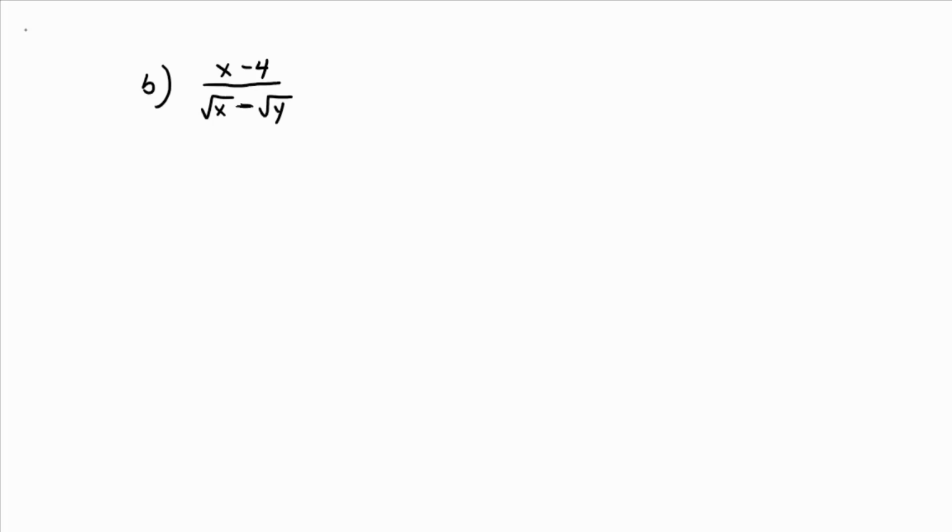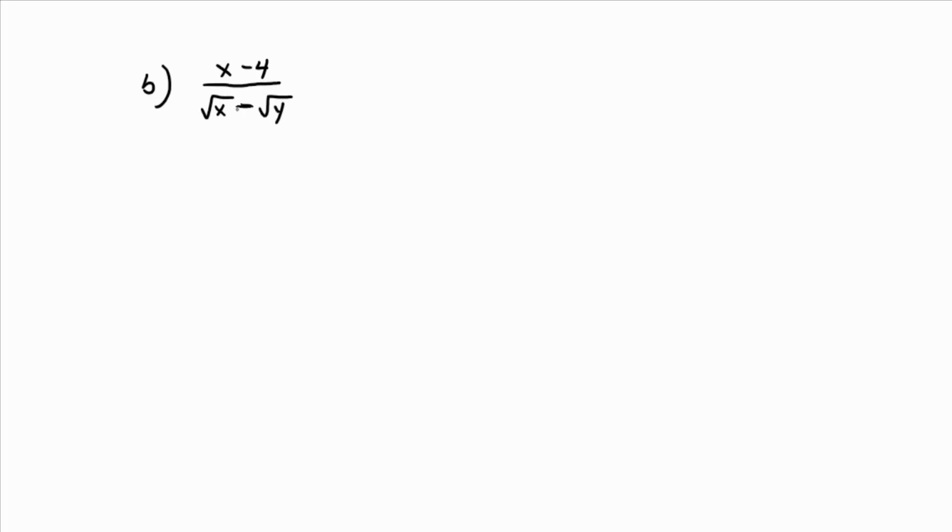So in part B, let's rationalize the denominator, divide, in other words, x minus 4 by the quantity root x minus root y. So you see a difference of at least one root in the denominator. You see a minus sign between the terms. You're going to use the conjugate of the denominator to clear out those radicals. So what's the conjugate of the denominator here?